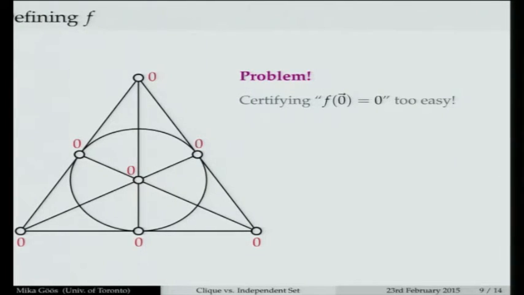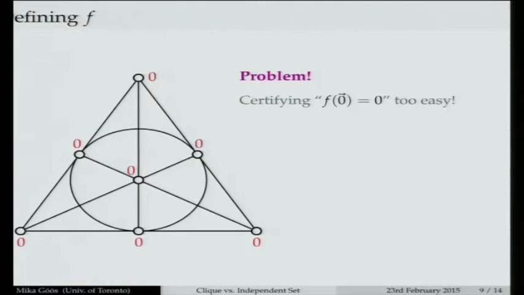But it's not yet. Because to certify that this evaluates to 0, there are no pointers. You can pick any edge and query all its variables. So the bottom edge, for example. That certifies that the function evaluates to 0 because no edge can be satisfied. Every edge intersects the bottom edge in particular.